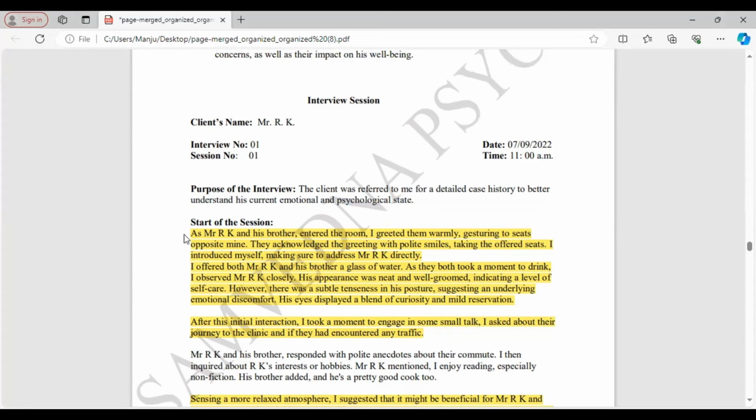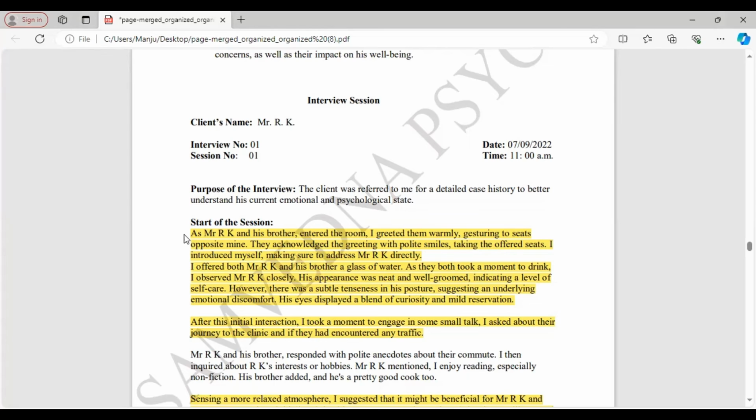I introduced myself, making sure to address Mr. RK directly. I offered both Mr. RK and his brother a glass of water. As they both took a moment to drink, I observed Mr. RK closely. His appearance was neat and well groomed, indicating a level of self care. However, there was a subtle tenseness in his posture, suggesting an underlying emotional discomfort. His eyes displayed a blend of curiosity and mild reservation.